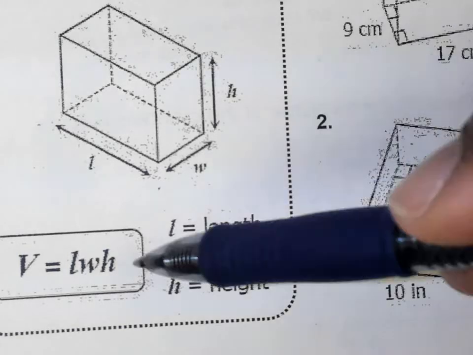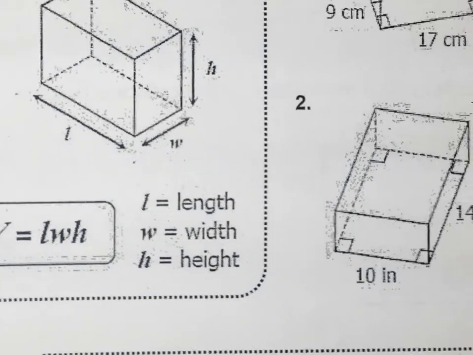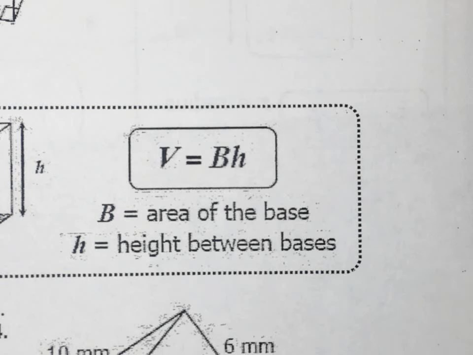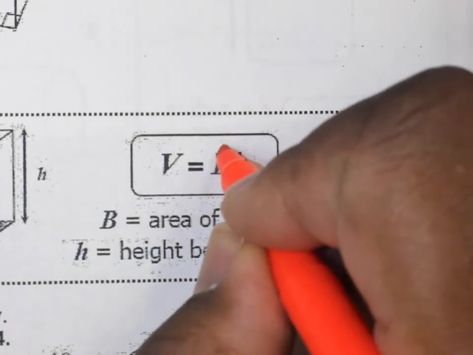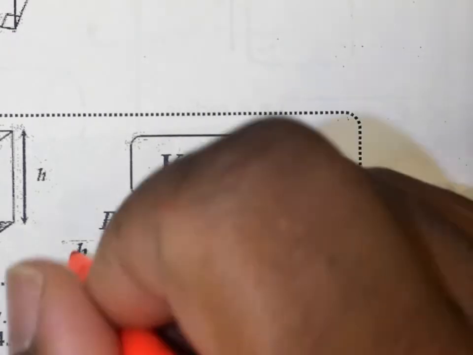This V equals L times W times H formula, you'll never see this on the reference sheet. On the reference sheet, it'll look like this down here. V equals capital B times H. But that still applies for volume of rectangular prisms and cubes too. That capital B in that formula represents the area of the base.